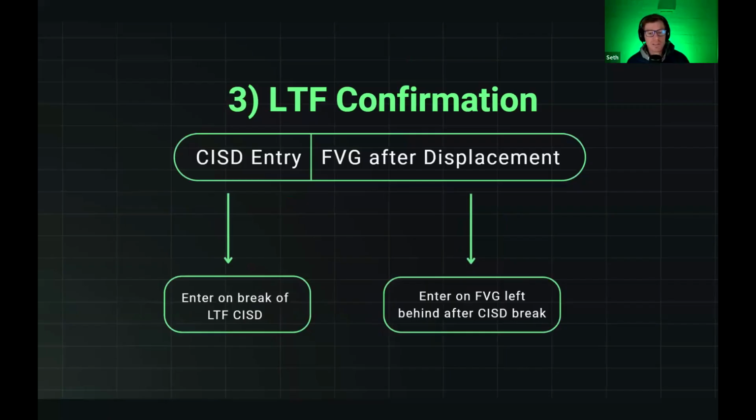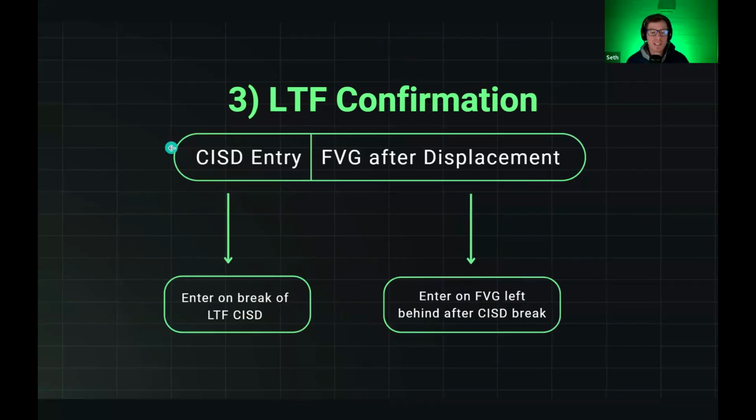Okay, so those are the key levels. Then we dive into number 3, which is the lower time frame confirmation. Once we've got step 1 and step 2 in place, then step 3 becomes really easy. We're just looking for either two forms of entry. We can either enter on the CISD entry, or we can wait for the fair value gap after the displacement, which comes after the CISD. So you'll see we'll either enter on the break of the CISD, or we'll enter on the fair value gap left behind after the CISD break.